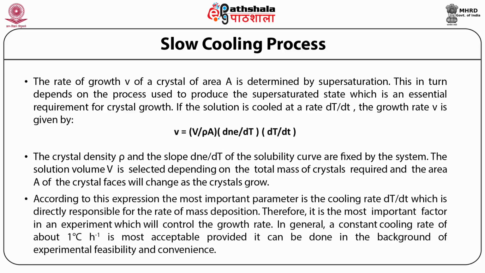According to this expression, the most important parameter is the cooling rate dT/dt, which is directly responsible for the rate of mass deposition. Therefore, it is the most important factor in an experiment which will control the growth rate. In general, a constant cooling rate of about 1 degree centigrade per hour is most acceptable, provided it can be done in the background of experimental feasibility and convenience.